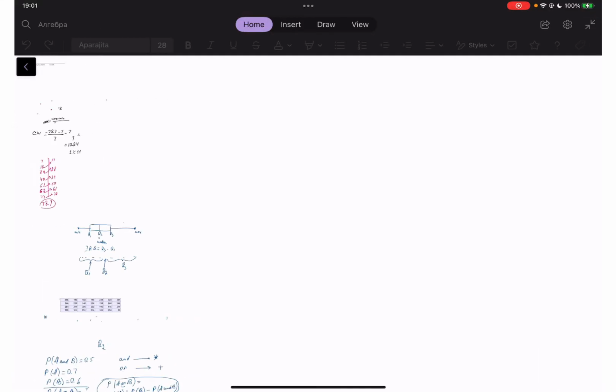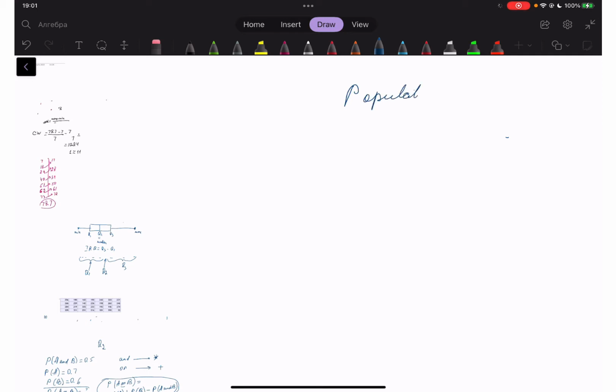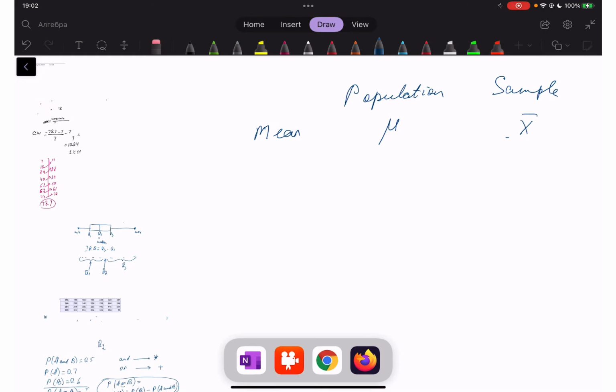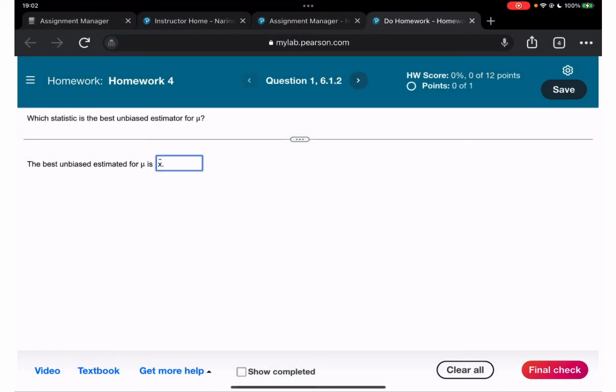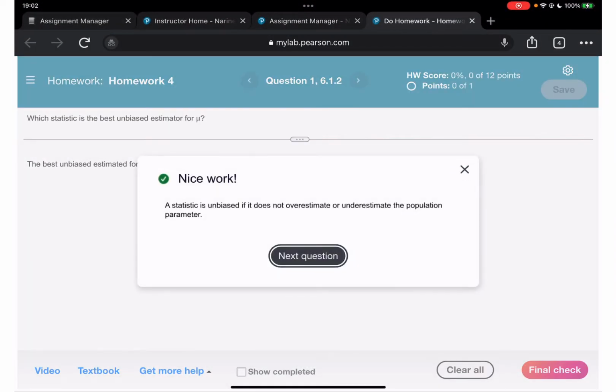Okay, for a population, the average or mean we call mu, and for a sample, the best unbiased estimate is going to be X bar. Okay, next. Oh, let's check.